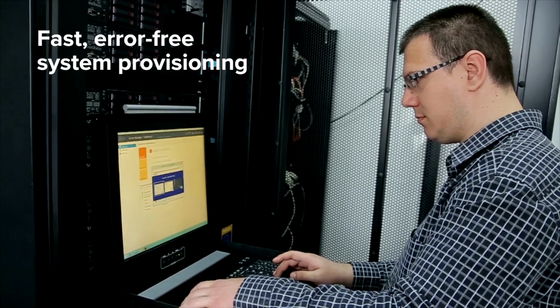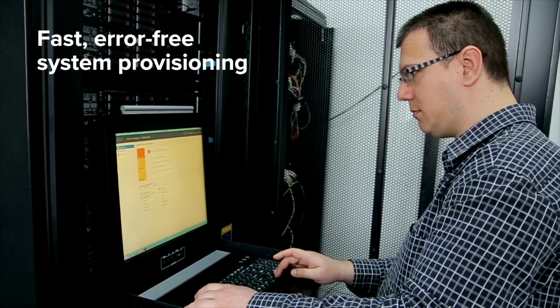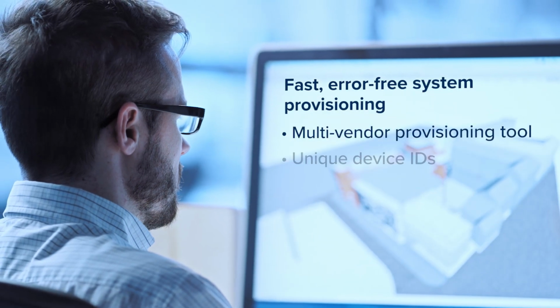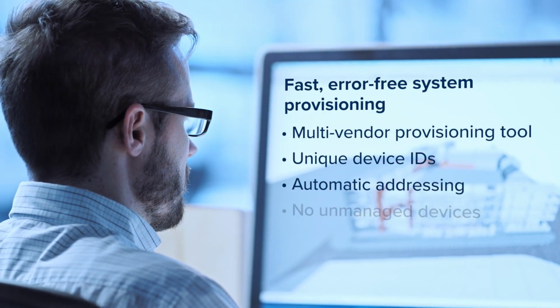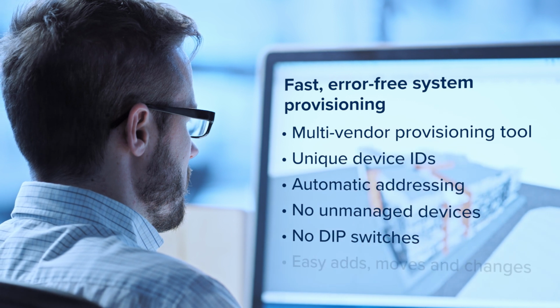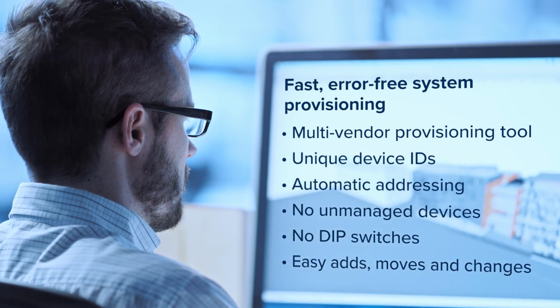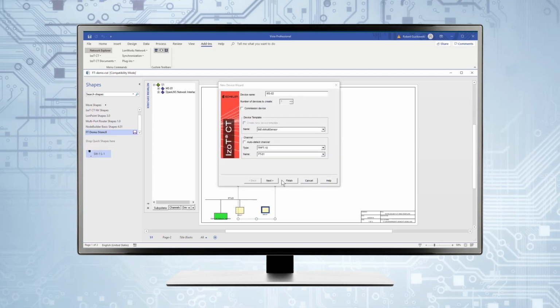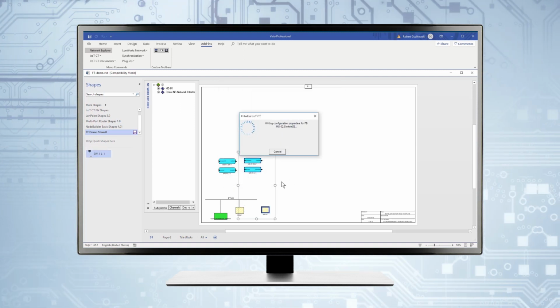System startup, when FT networks are efficiently provisioned, is another key differentiator. Installers quickly discover devices, assign profiles, create connections, and provision devices from any vendor using a single software tool. Unique device IDs enable automatic addressing, so there's no chance of unmanaged devices.